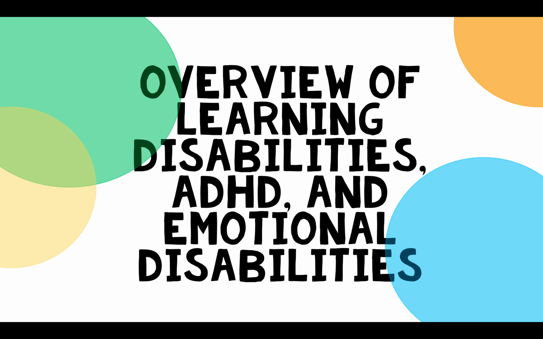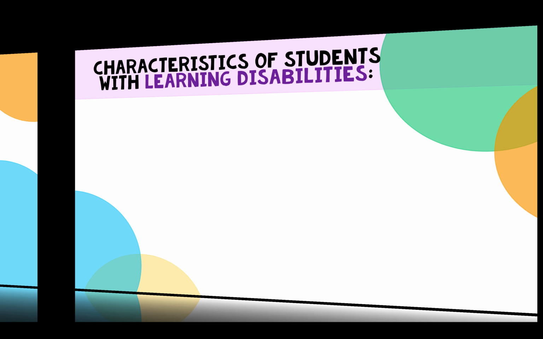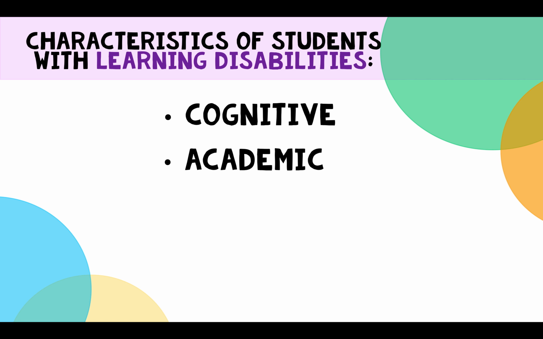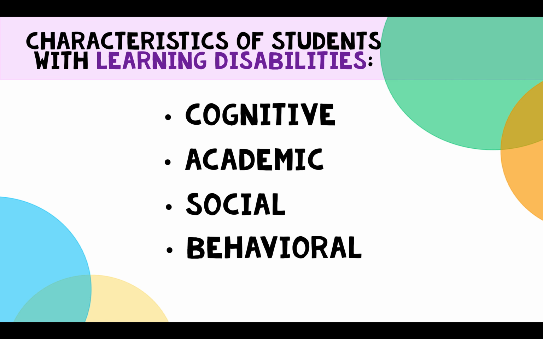Here is an overview of learning disabilities, ADHD, and emotional disabilities. Students with learning disabilities differ tremendously. Each child is unique in their own way and has strengths and weaknesses in different areas. Students with learning disabilities may have difficulty functioning cognitively, academically, socially, and/or behaviorally.